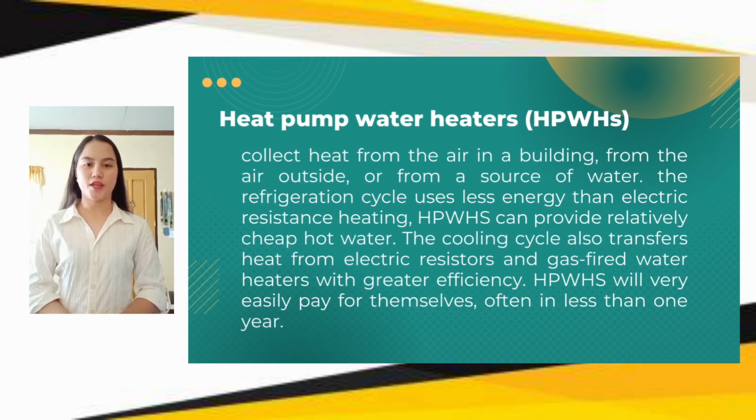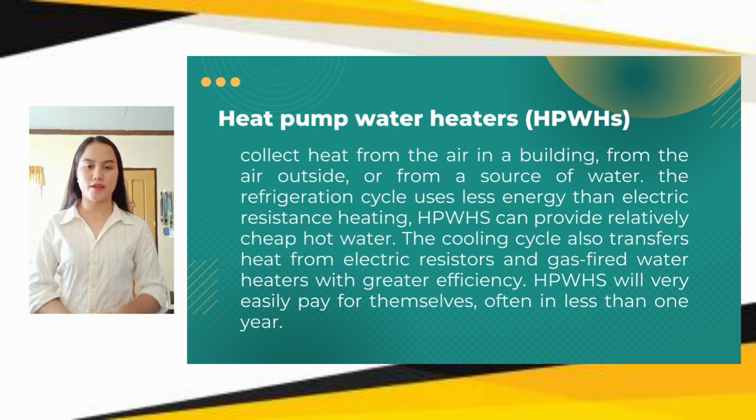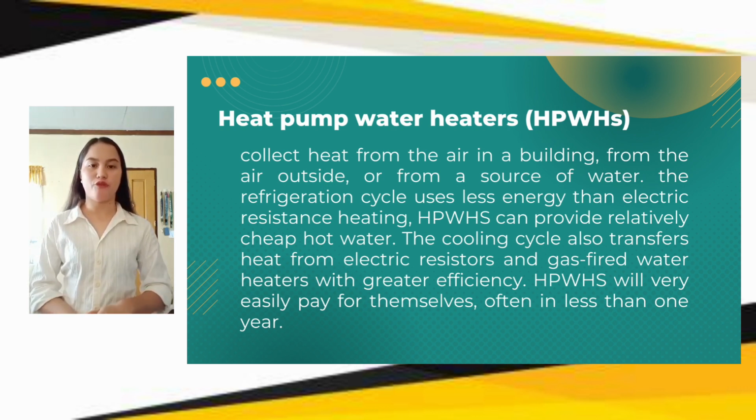Heat pump water heaters collect heat from the air in a building, from the air outside, or from a source of water. To remove heat from the air or water and pass it to the water being heated, a heat pump water heater uses a refrigeration cycle. There is no combustion or need for a fuel, as the refrigeration system runs on electricity.